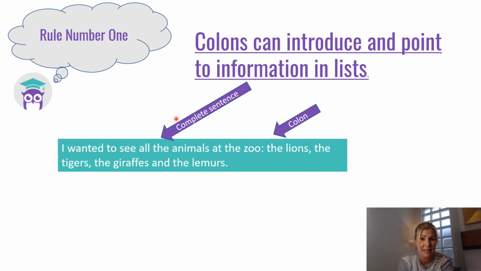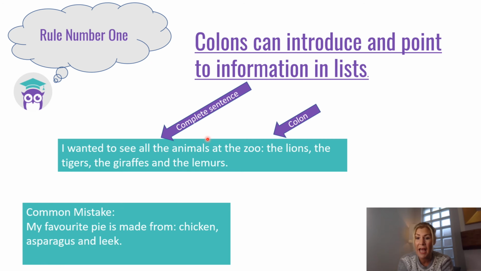Now, the reason I'm making this point is because a very common mistake is to use a colon like this. My favourite pie is made from: chicken, asparagus and leek. Also true, love chicken pie. This here is wrong, okay? It totally breaks up the sentence, it doesn't feel right. This has to be a complete sentence, okay?